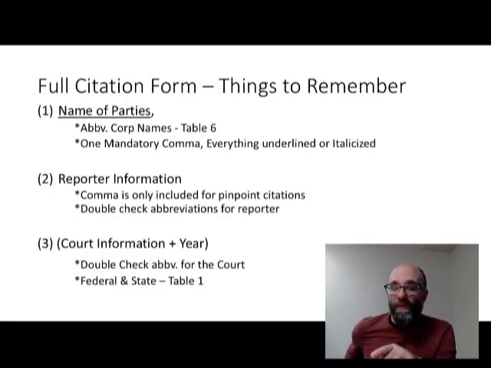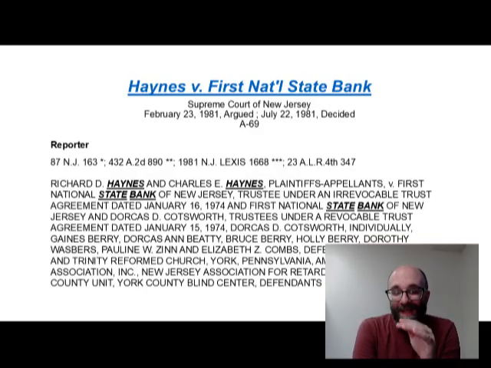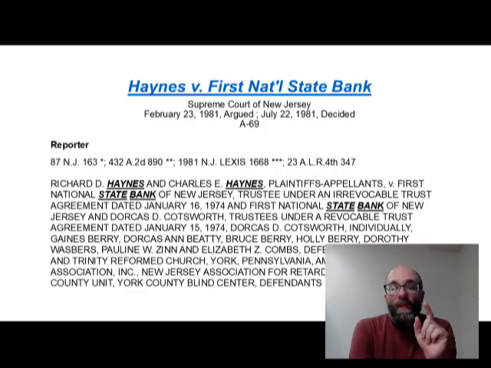The next point is the reporter information. And the number one thing I want to note here is you're just copying what's being provided for you. If I go back here, you can see up in this top corner, right where it says reporter, you see it boldfaced, underneath it's 87 NJ 163, 432 A.2d 890, and then you see 1981 NJ Lexis 1668. Now, why is this important? The 87 NJ 163 is the state reporter. That's the New Jersey state reporter. The 432 A.2d 890 is the West reporter.